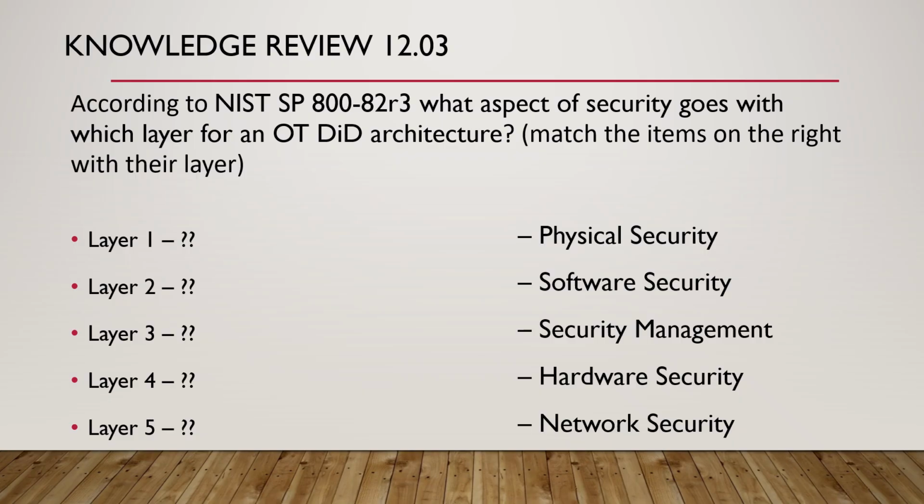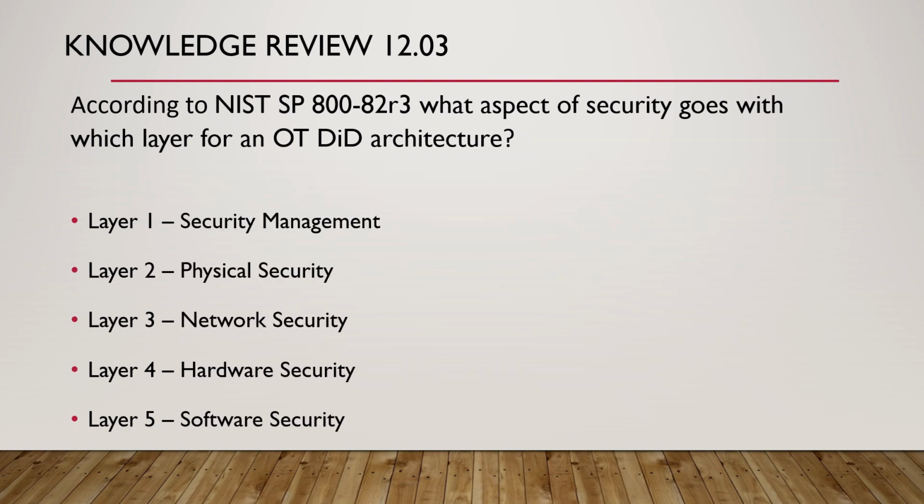According to NIST Special Publication 800-82, Revision 3, what aspect of security goes with which layer for an OT defense in depth architecture? Match the items on the right with their layer. The answer is layer 1 is security management, layer 2 is physical security, layer 3 is network security, layer 4 is hardware security, and layer 5 is software security.